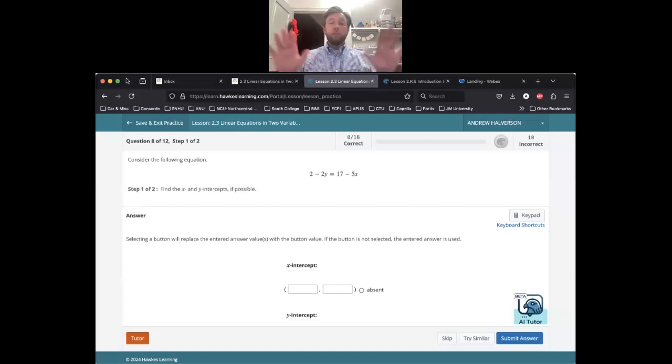Section 2.3, the big things, the takeaways. One, how do you find the x-intercept and the y-intercept? What does it mean? And two, how do you identify if an equation is in linear form, and how do you write it in standard form if it is linear? Those are the two big takeaways there.